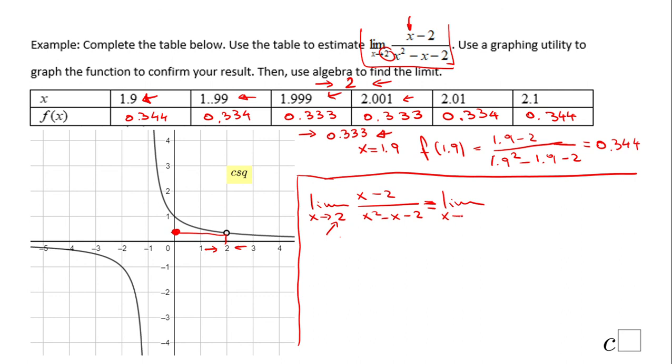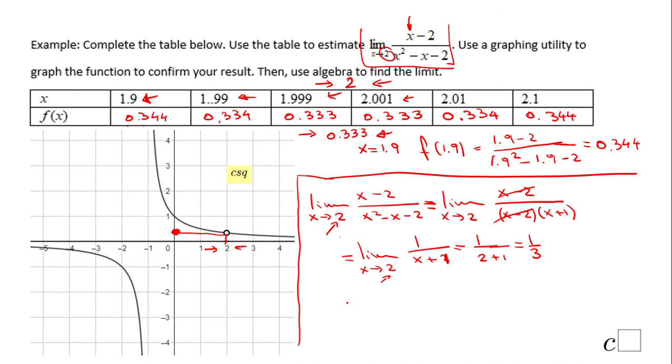Let's see how we do that. One of the techniques is factoring. For x minus 2 there is nothing we can factor out, but the denominator we can factor, and that will be (x minus 2) times (x plus 1). You notice now x minus 2 is gone, so we have the limit when x approaches 2 of 1 over x plus 1. Again, I'm going to take the 2 and plug it in, and I have 1 over 2 plus 1, and that is 1 over 3, which is 0.333, right? So now we know the limit when x approaches 2 of f of x is 1/3.